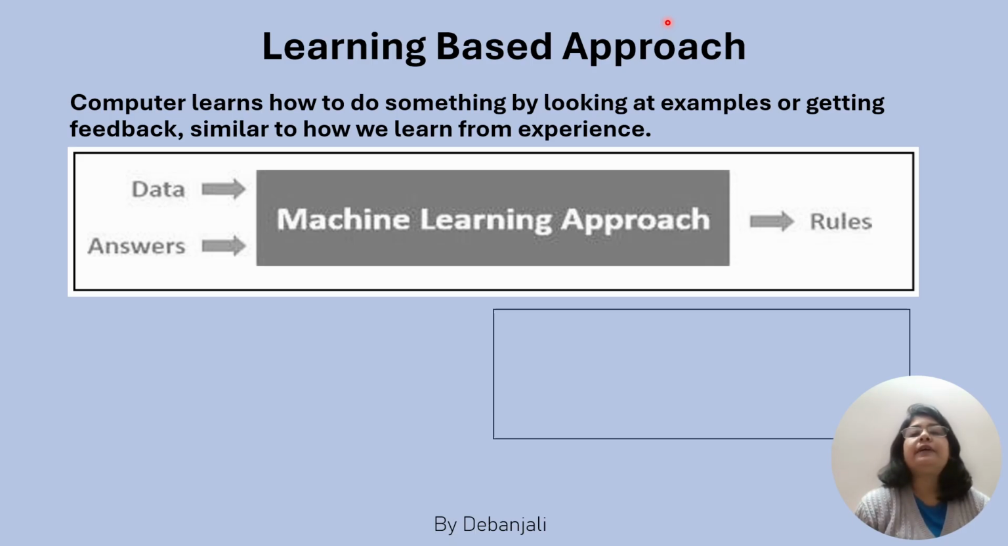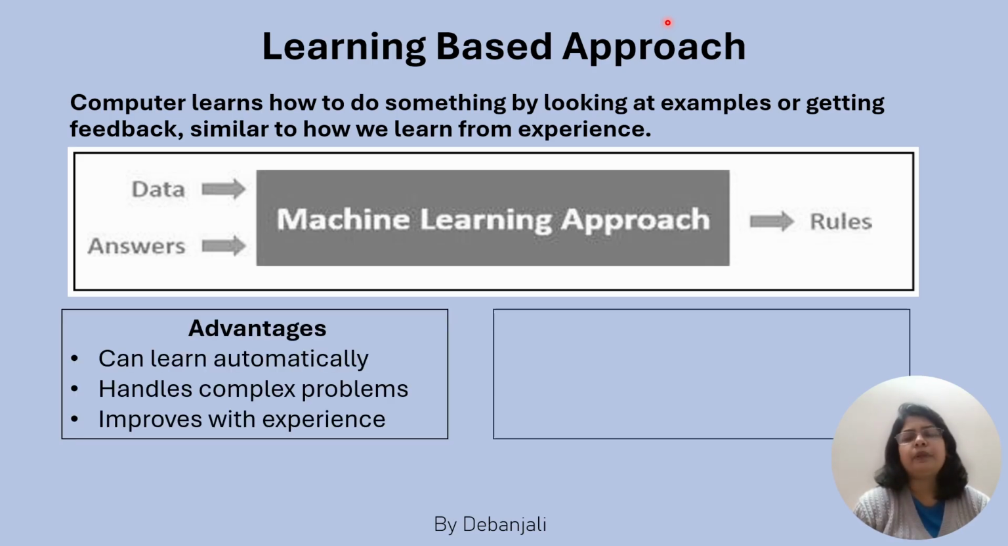For example, there is a system which has to detect whether an email is spam or not. We will go for the learning-based approach because the system will be trained with a lot of emails. Spam emails usually contain some keywords which are learned by the system, and it finally comes to the output that this particular word indicates spam, and next time it sees that, it classifies it as spam.